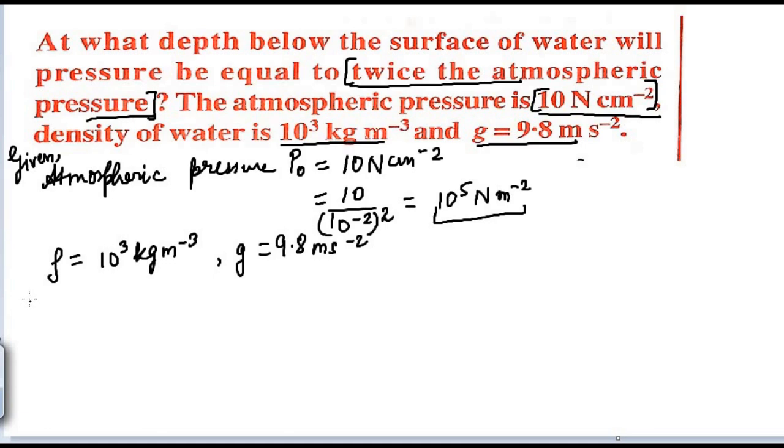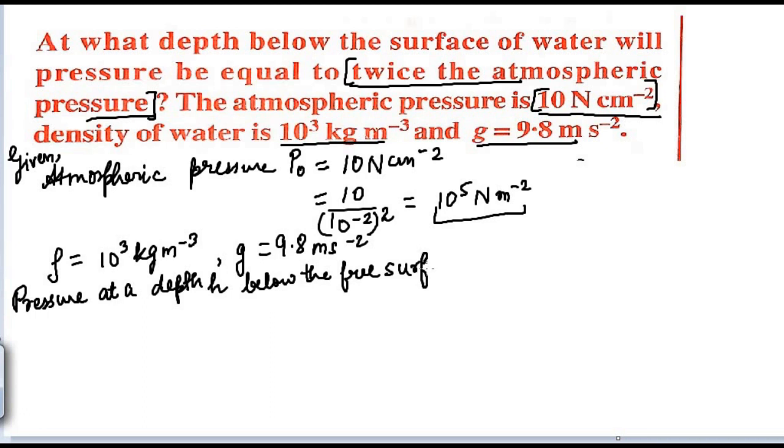So हमारा ऐसे हम लिखेंगे प्रेशर एट अ डेप्थ h below the free surface of water. ये जो डेप्थ h पर जो प्रेशर है that is equal to how much? That is equal to, they have told, first we will form the equation, that is equal to twice of atmospheric pressure, no doubt.